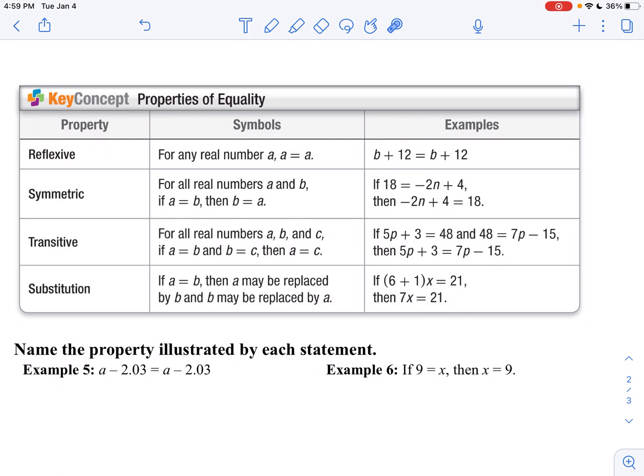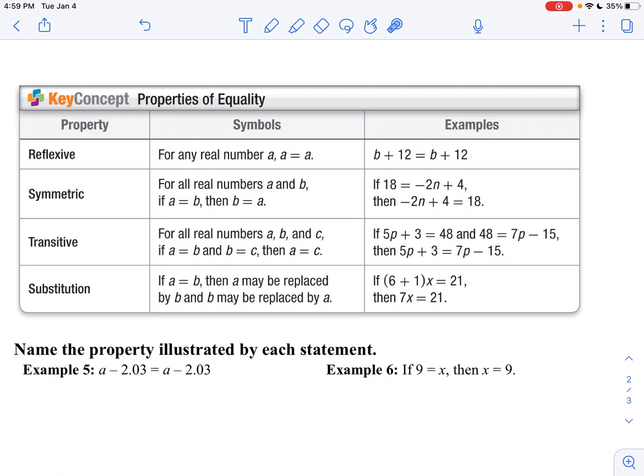Now related to transitive is substitution. Substitution is like in sports where we replace something with something else. It's not necessarily equal, you just put it in the question. So for example, if I've got 6 plus 1 times x equals 21, well I know 6 plus 1 is 7, so by substitution I'm going to say 7x equals 21. I'm actually just simplifying that.